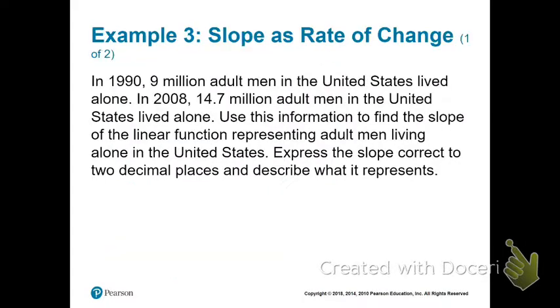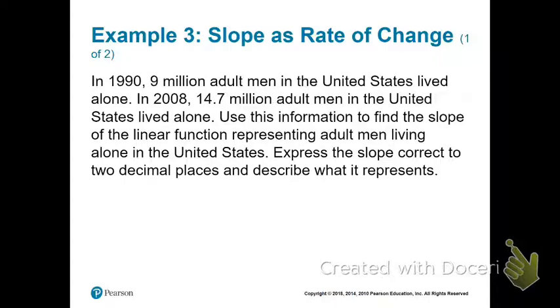All right. So example 3, the slope is the rate of change. It says in 1990, 9 million adult men in the United States lived alone. In 2008, 14.7 million adult men in the United States lived alone. Use this information to find the slope of the linear function representing adult men living alone in the United States. Express the slope correct to 2 decimal places and describe what it represents.